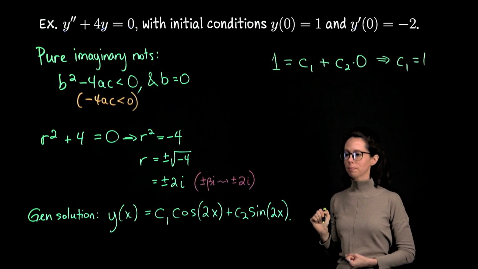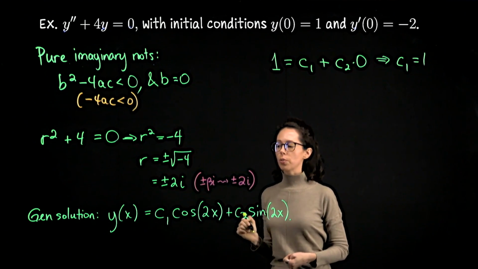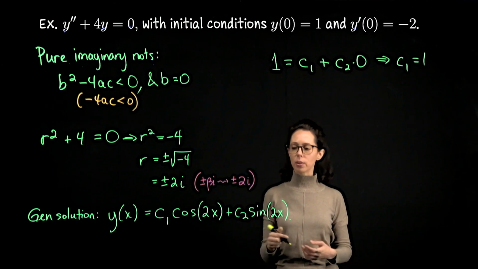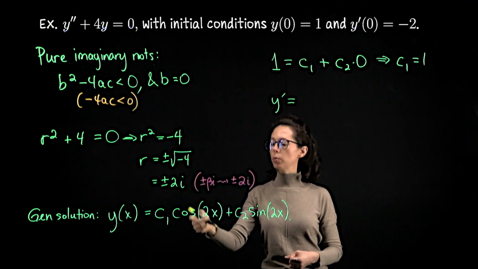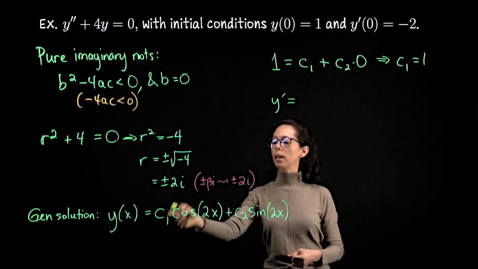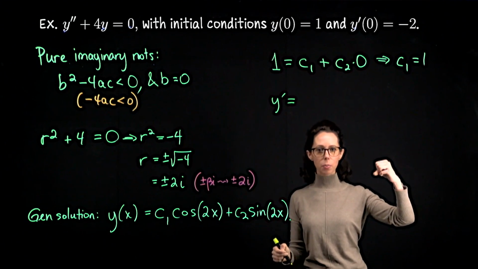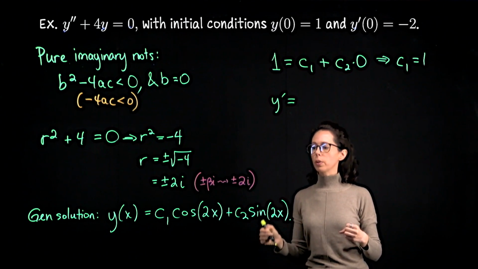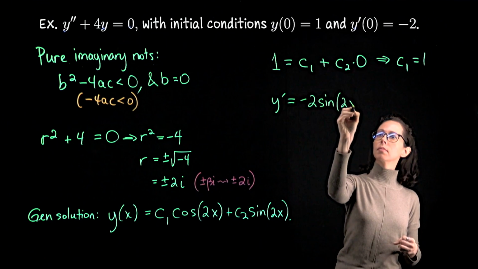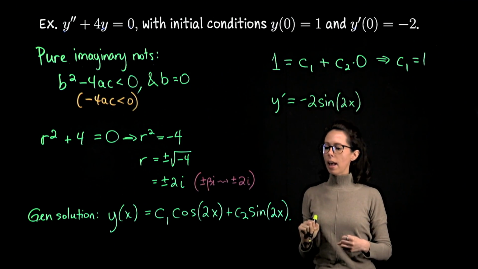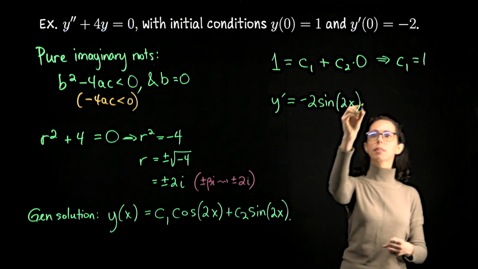Okay, that's good. Now to use the second condition, I'm going to differentiate the general solution to write down an equation for y prime, and then we'll substitute into that. So y prime is going to be, with the chain rule, -2 times C1 times sine of 2x. I'm going to go ahead and use the fact that C1 is known to be 1 to write -2 sine of 2x. And then when we differentiate this, it will be 2 C2 cosine 2x.